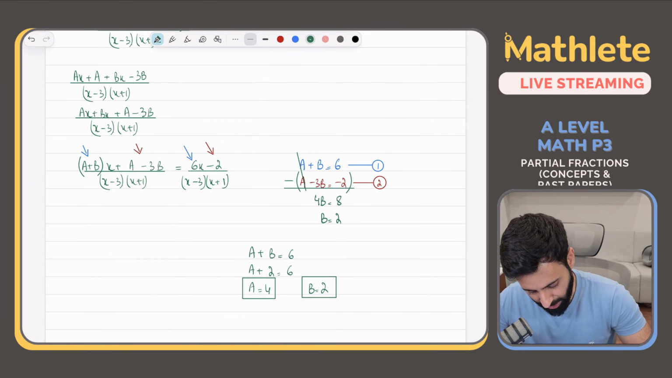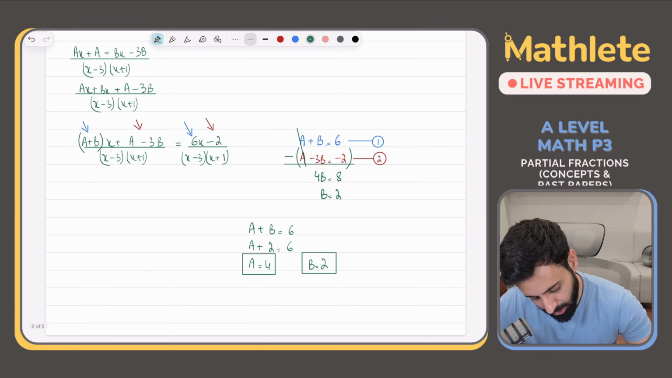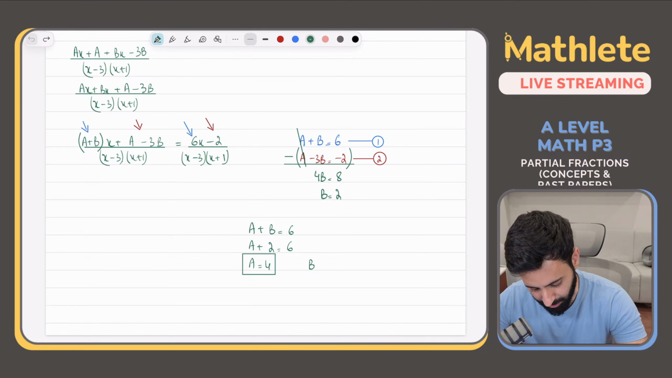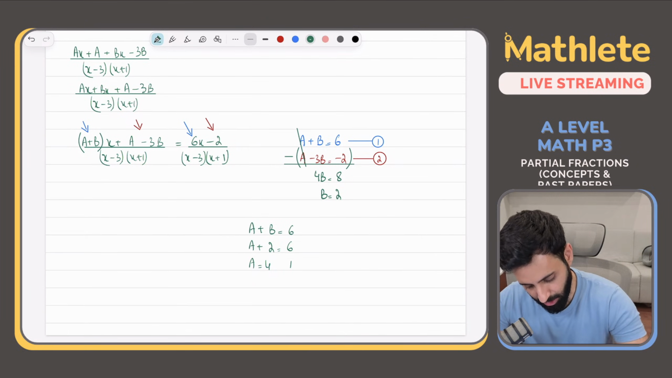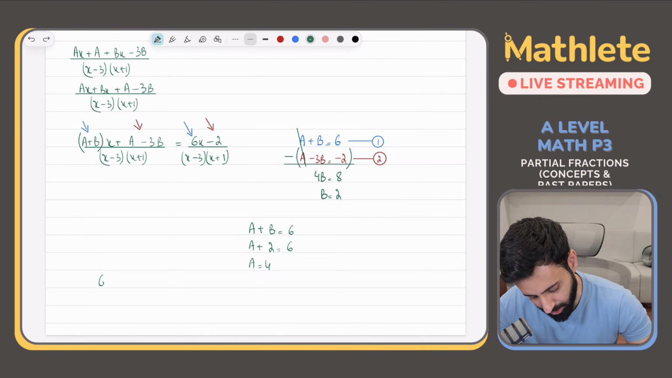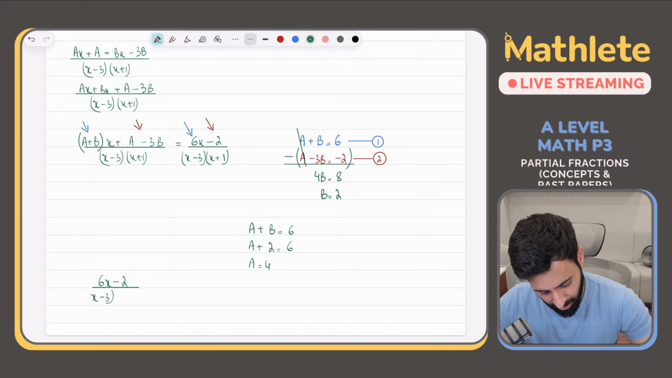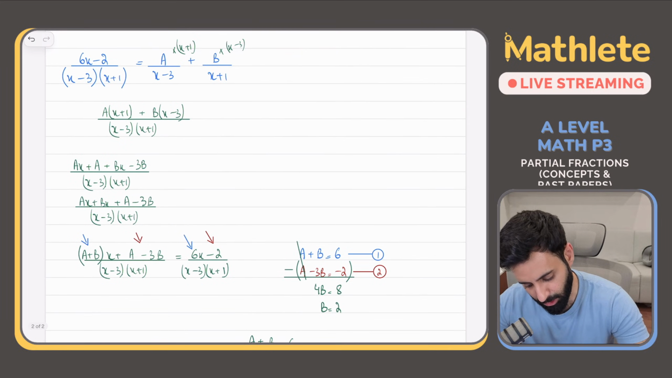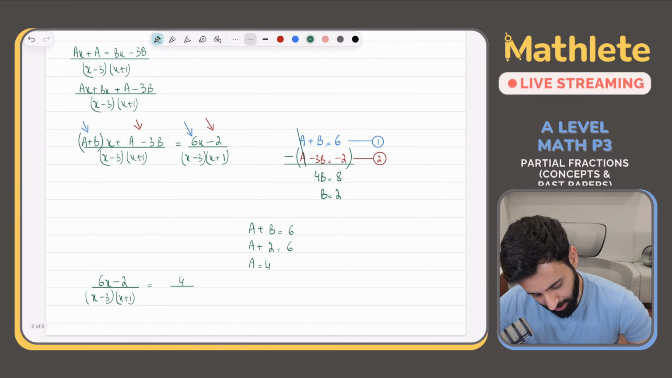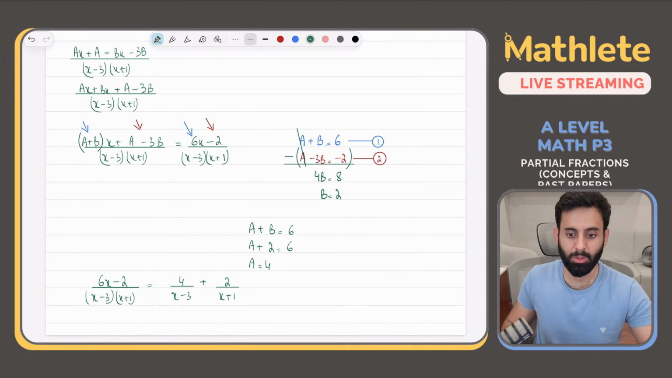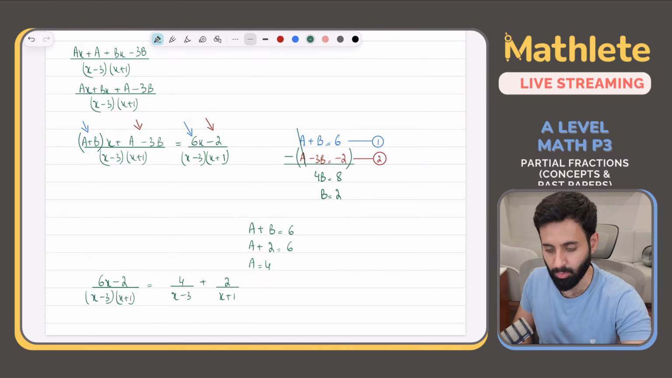What we had to do was rewrite this. In fact, let's not call this our final answer. Let's rewrite a and b in the fraction, and that's going to be our final answer. So 6x minus 2 over x minus 3 into x plus 1 can be written as 4 over, remember, a was the numerator of x minus 3. So it can be written as 4 over x minus 3 plus 2 over x plus 1. So this is one method.